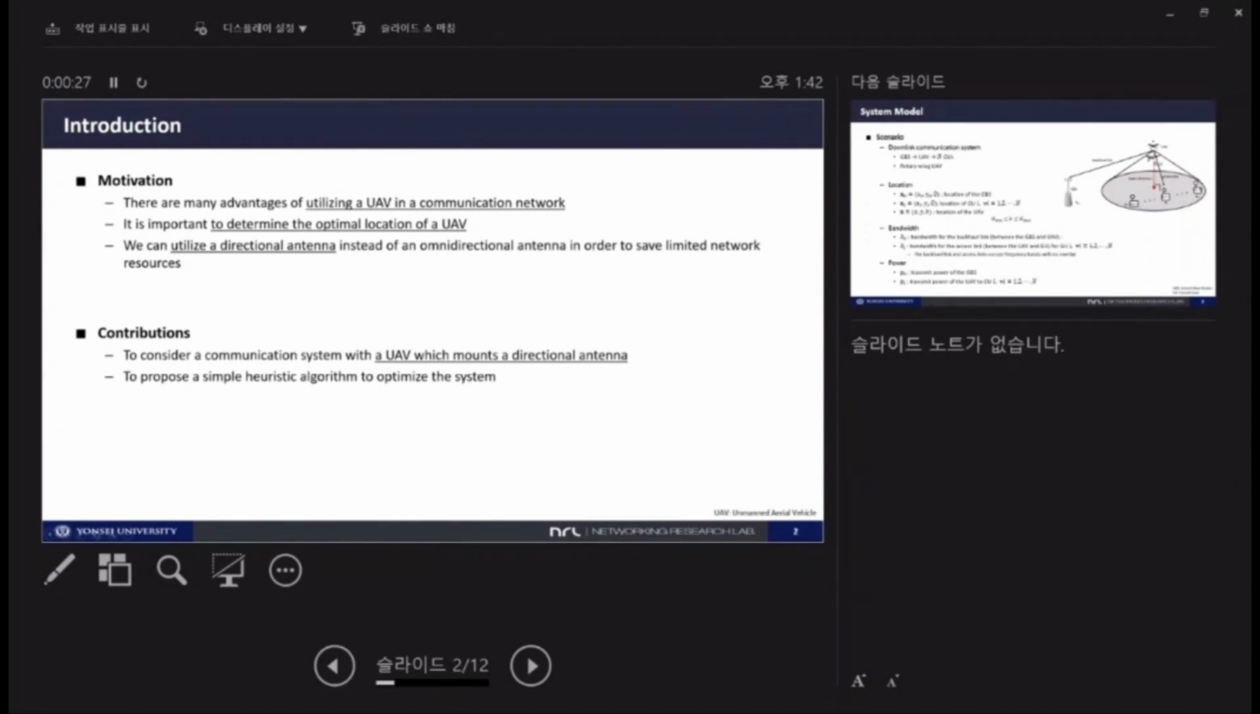First, let us introduce the motivation of the study. Recently, there are many studies on utilizing a UAV in a communication network because utilizing a UAV has many advantages in applying communication network, and also due to the limited resources of network, it is important to determine the optimal location of a UAV.